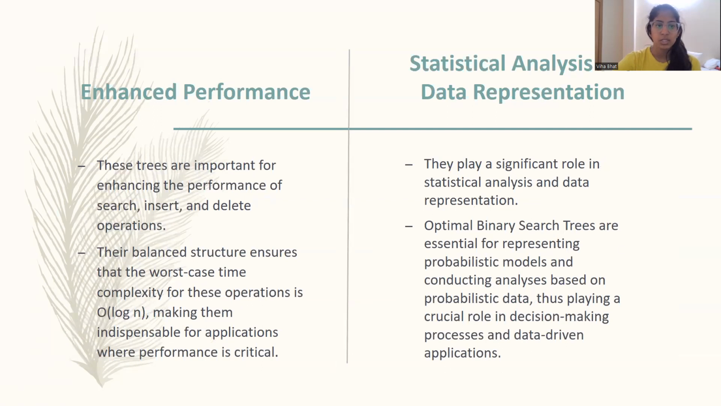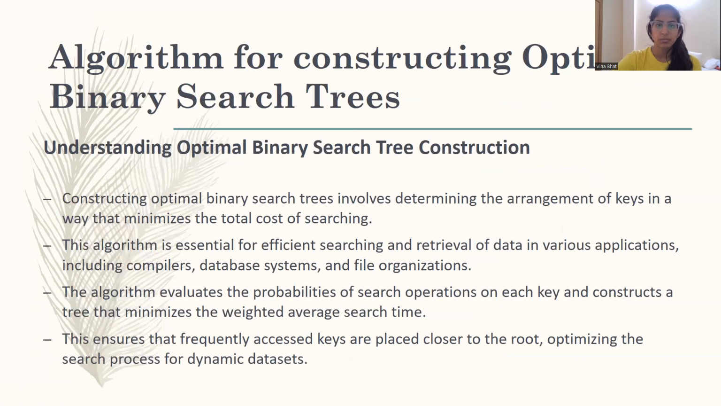Next is enhanced performance. These trees are important for enhancing the performance of search, insert, and delete operations. Their balanced structure ensures that the worst-case time complexity for these operations is O(log n), making them indispensable for applications where performance is critical. Next is statistical analysis and data representation. They play a significant role in both these fields. Optimal binary search trees are essential for representing probabilistic models and conducting analysis based on probabilistic data, thus playing a crucial role in the decision-making process and data-driven applications.